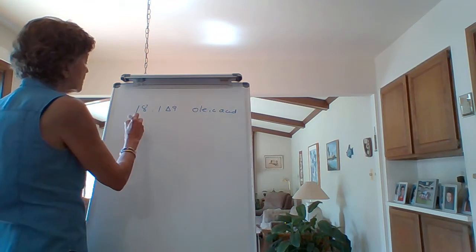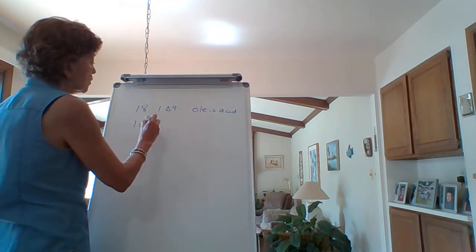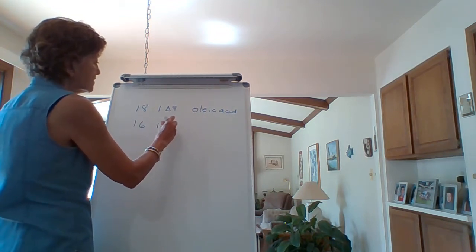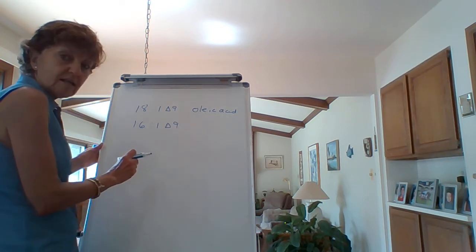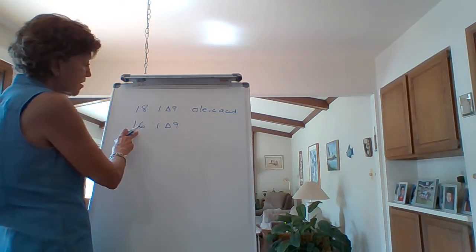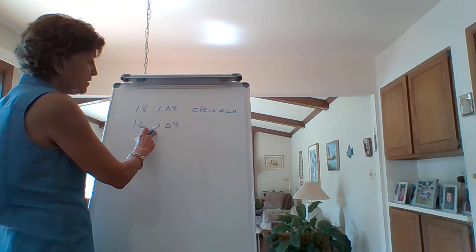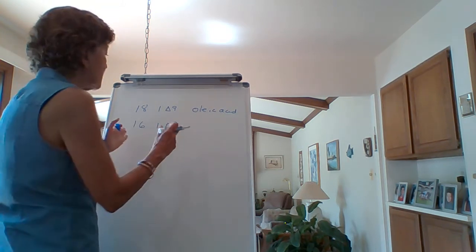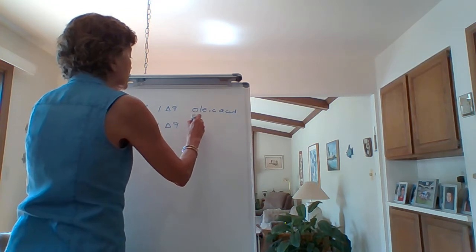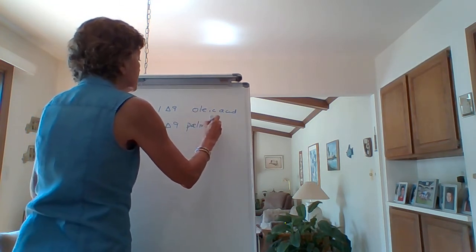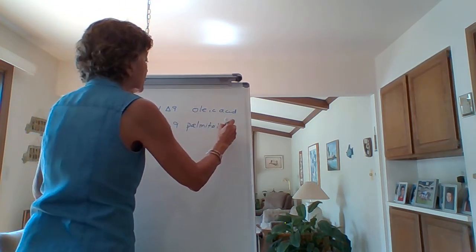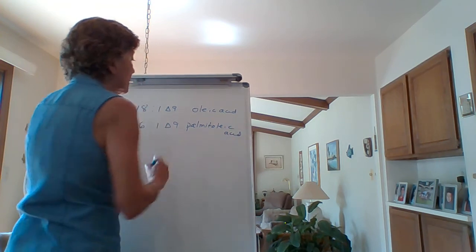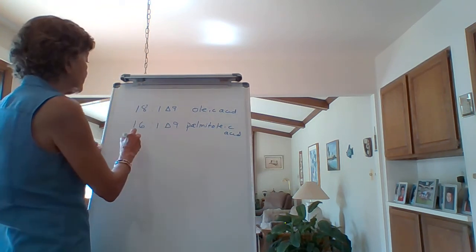There's also 16:1 delta 9. What does that mean? 16 carbons, one double bond is at carbon 9, so between carbons 9 and 10. This one is palmitoleic acid. And then there's another one I'd like you guys to know.